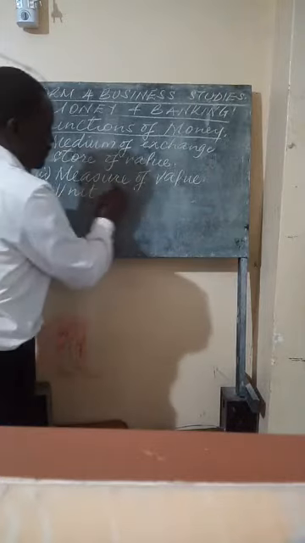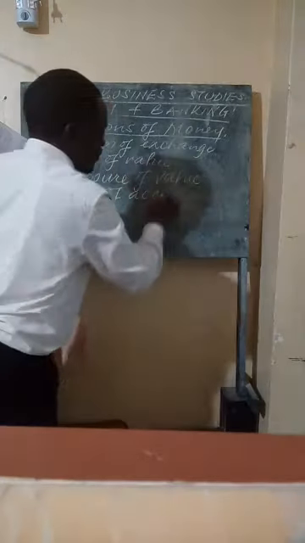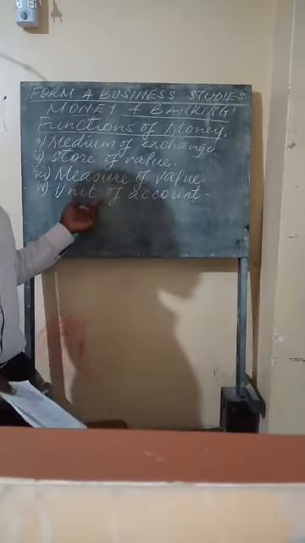Money also serves the other function of being a unit of account. In this case, if you want to know the volume of business transactions that have taken place, how will we be able to quantify that? So when we are transacting in terms of money, we'll be able at the end of the day to go through the record and see how much has been transacted, or the volume of business that has taken place.